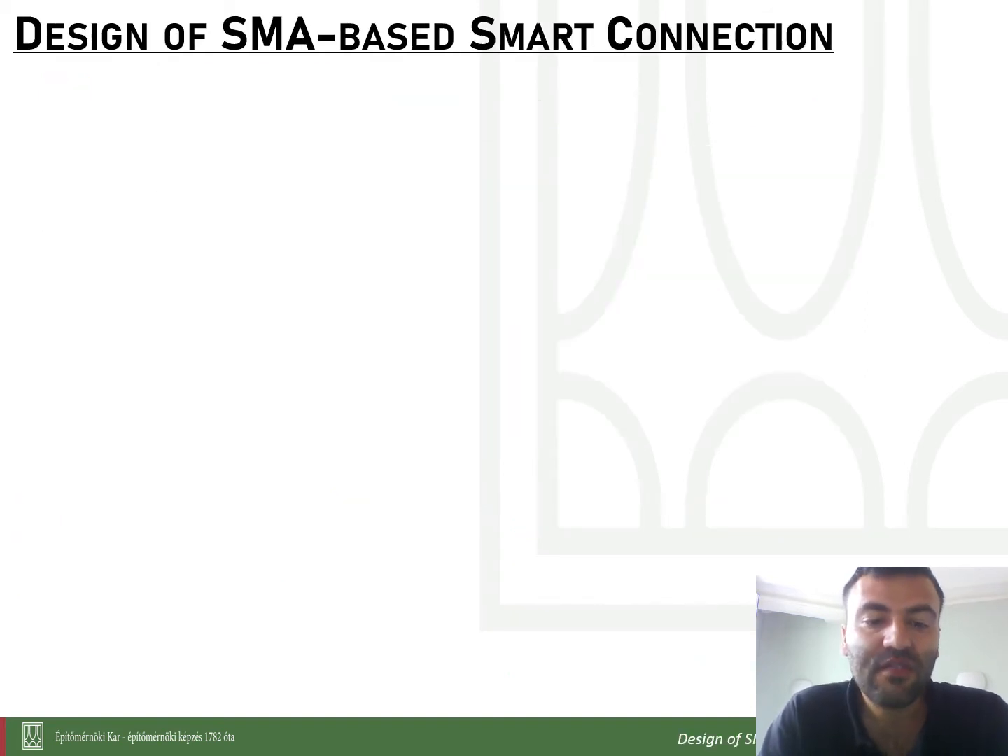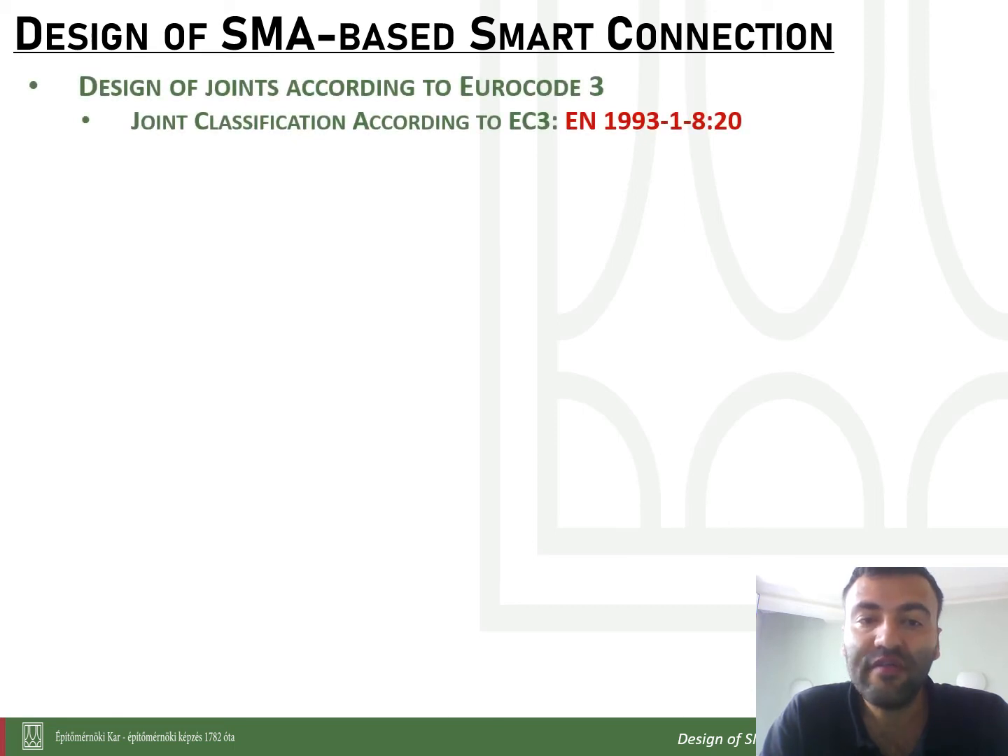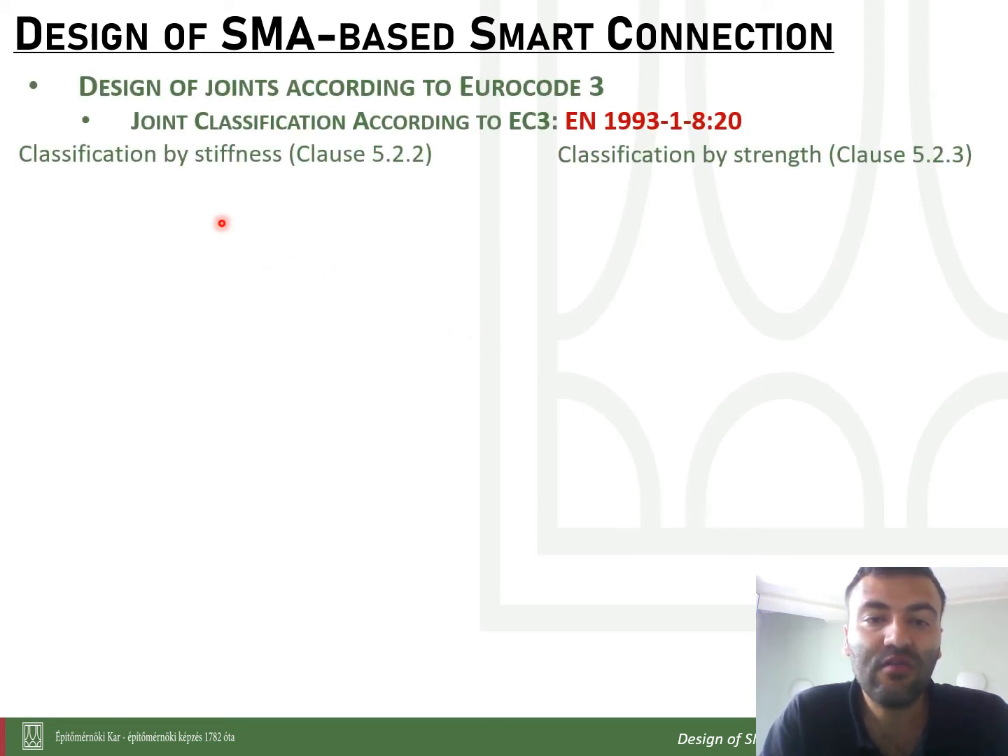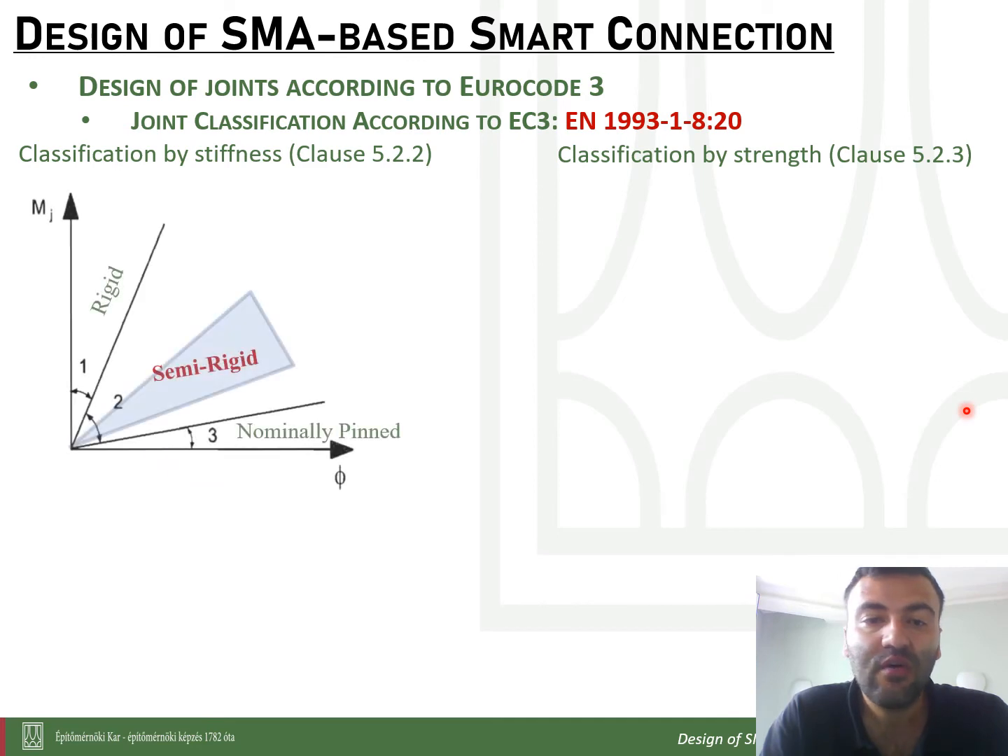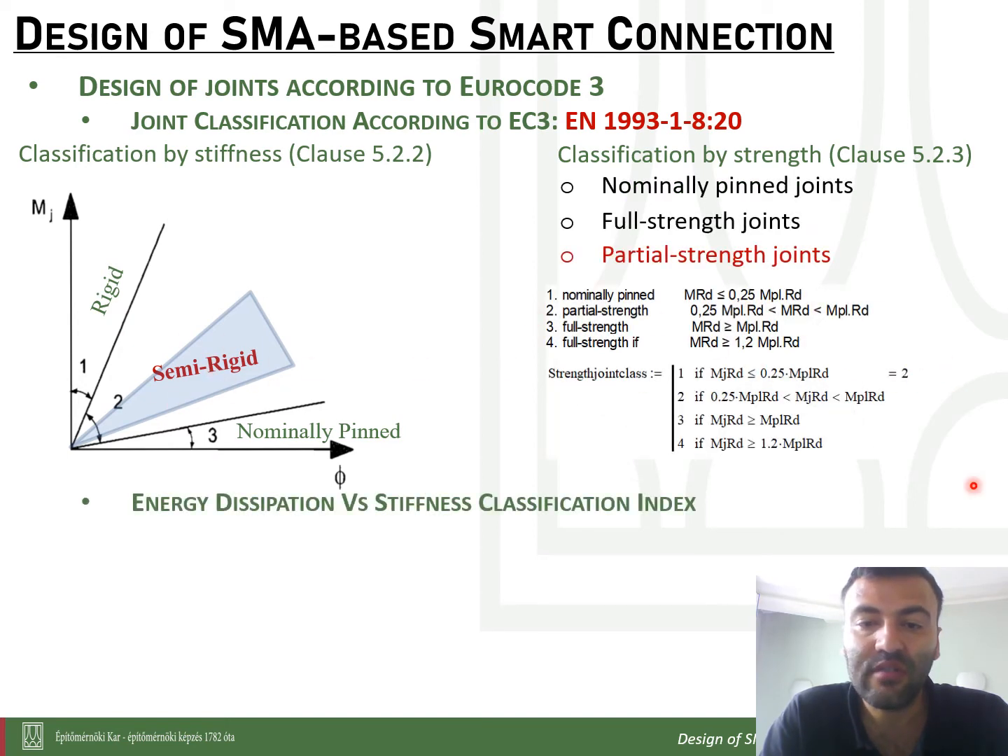The design of smart connection according to the Eurocode. First of all, we have to classify it according to their stiffness and strength. We found out the connections, both types. We have a semi-rigid connection and partial strength joint.